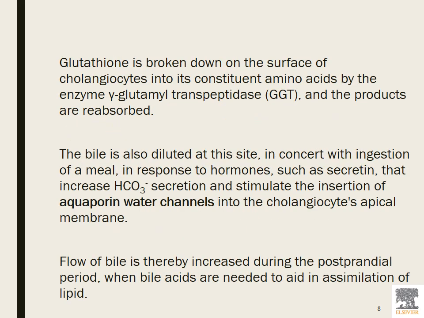Glutathione is broken down on the surface of cholangiocytes into its constituent amino acids by the enzyme gamma-glutamyl transpeptidase, and the products are reabsorbed. Bile is also diluted at this site in concert with ingestion of a meal in response to hormones such as secretin that increase bicarbonate secretion and stimulate the insertion of aquaporin water channels into the cholangiocyte's apical membrane. Flow of bile is thereby increased during the postprandial period when bile acids are needed to aid in assimilation of lipid.